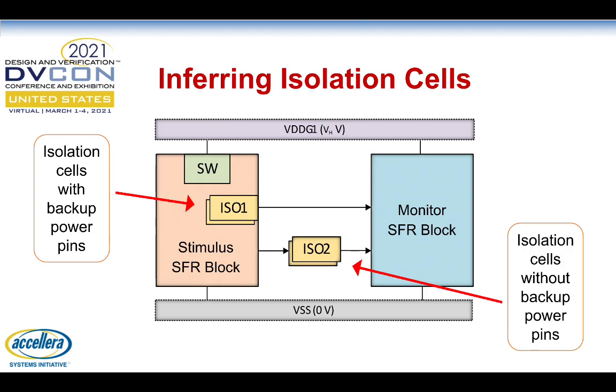Depending on how the input signal is isolated or clamped, we typically have AND type, OR type, and latch type isolation cells. Here, ISO 1 collectively represents these different types of isolation cells, all of which include backup power pins. Consequently, these get inferred inside the power gated block. ISO 2, on the other hand, are isolation cells of different kinds without backup power pins and are thus instantiated outside in the always on domain.